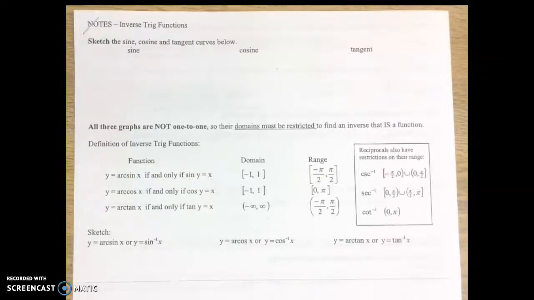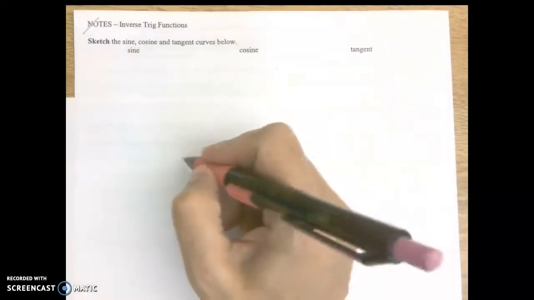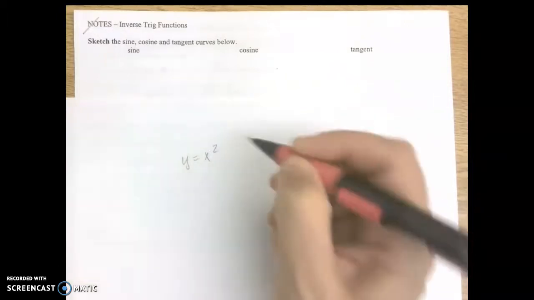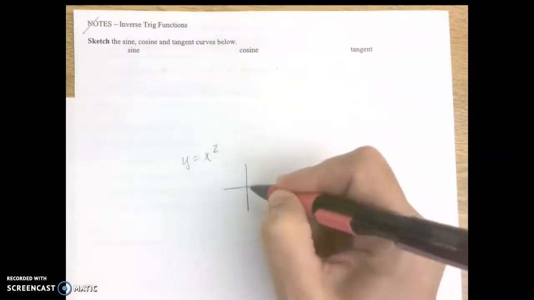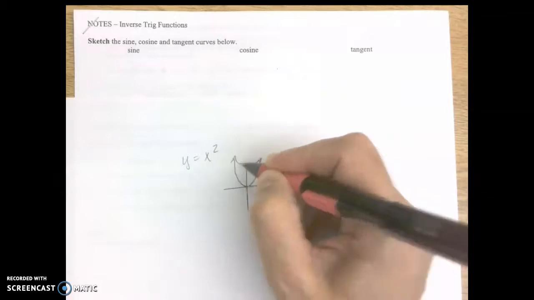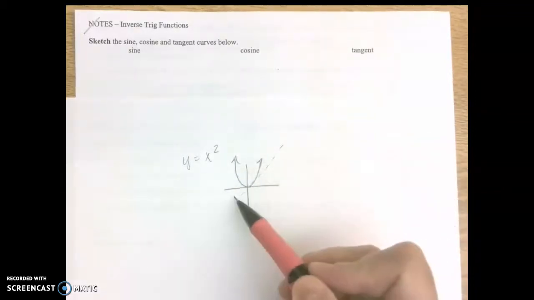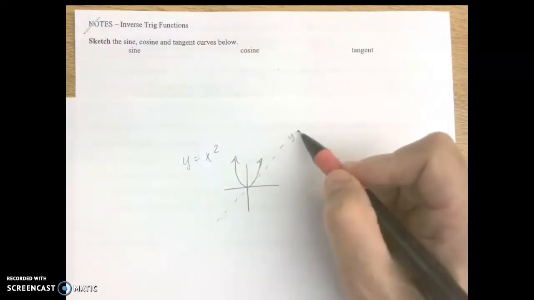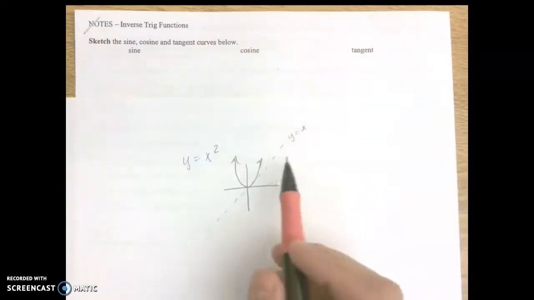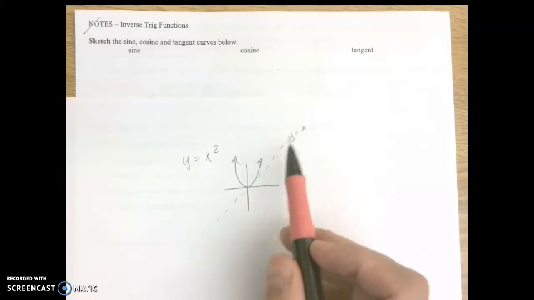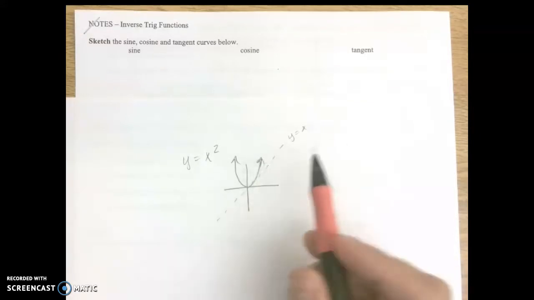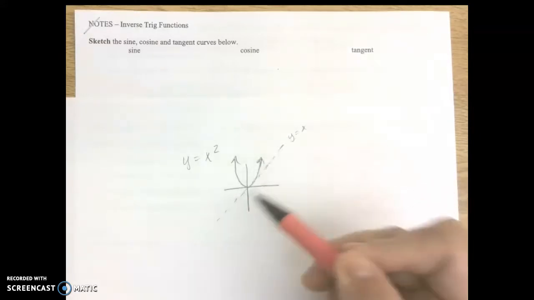Okay, today we're talking about inverse trig functions. Basically, an inverse function is when you have a function such as y equals x squared. When I go to graph it, remember it was a parabola. Then we have this line right here called y equals x. And an inverse function is when this function is reflected across the line y equals x.